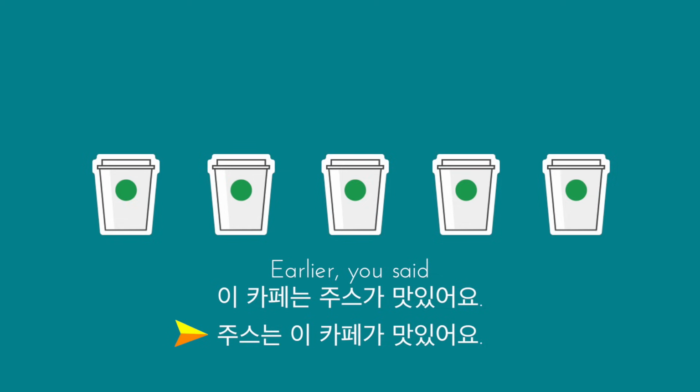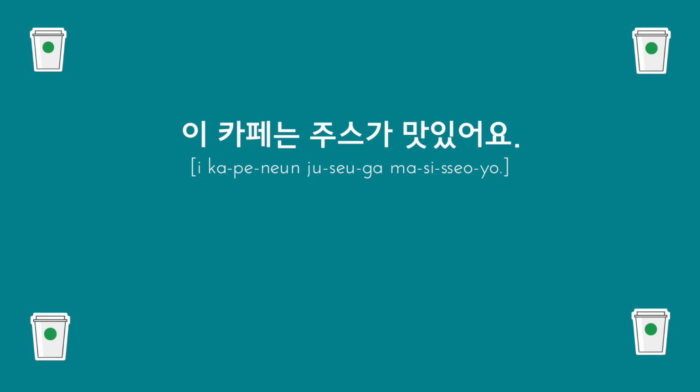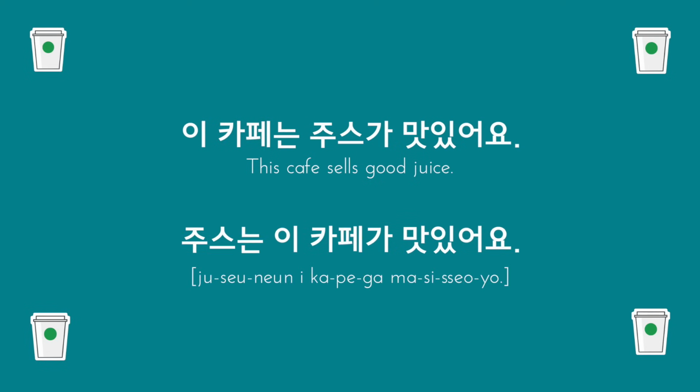주스는 the topic and 이 카페가 맛있어요. The subject or the answer to who or which. So together you say 주스는 이 카페가 맛있어요. And then maybe 커피는 저 카페가 맛있어요. So let's compare these two sentences side by side. The first one we had was 이 카페는 주스가 맛있어요. And then the second one is 주스는 이 카페가 맛있어요.